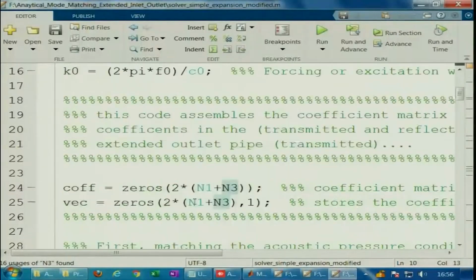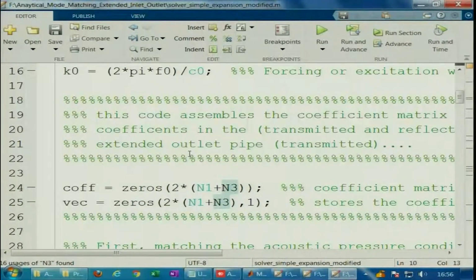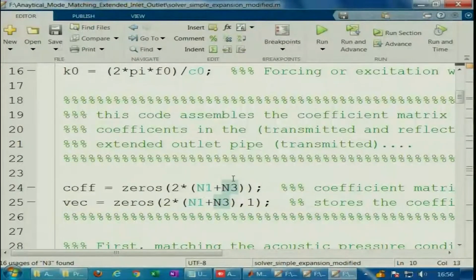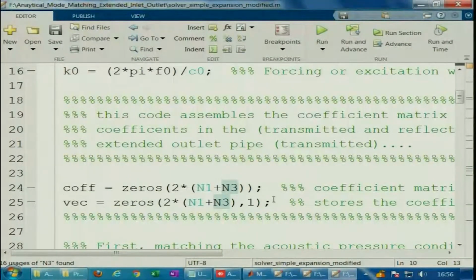Now, frequency parameter, frequency response, and here, instead of 2n plus n3 plus n2, we have 2n plus n3 only, because of the n1 number of pressure matching conditions in the inlet port and one in the outlet port, and n3 number of velocity matching conditions at the interface of the port and the chamber at the inlet, and the same at the outlet. And this vector is defined as the loading vector, and the size is only 2n plus n1 plus n3 comma 1, and it is zeros of 2 n1 plus n3. This is a square matrix, this is just a vector.